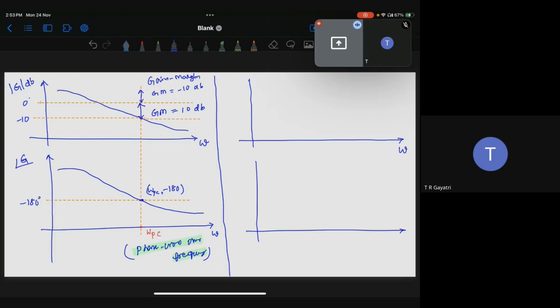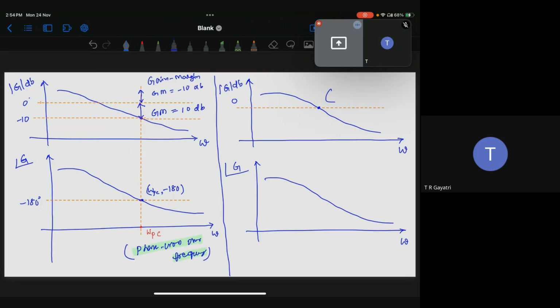Okay, so we have the x-axis as omega. In a similar way, we have the magnitude in dB and the phase angle. So similarly, let's say we have these two plots, the magnitude plot as well as the phase plot. Here we will consider it in the reverse way. Now, this is the 0 dB line. We will check where this 0 dB line intersects the magnitude plot.